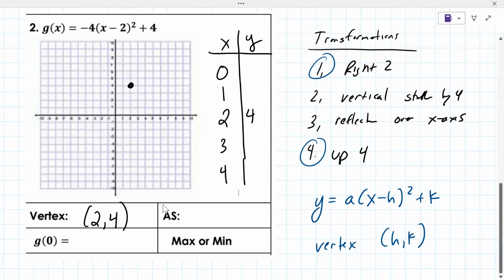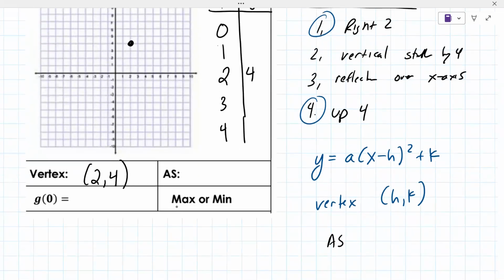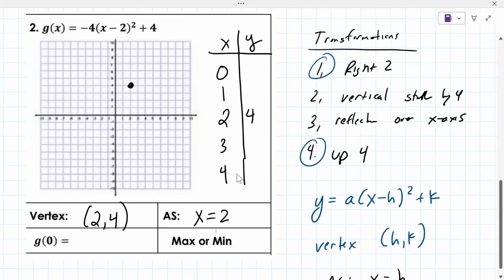So axis of symmetry. From the previous problem, the axis of symmetry is always x equals h, whatever the x value of the vertex is. And it's the full equation. You can't just write 2. You have to say x equals 2. It's the full equation. All right.